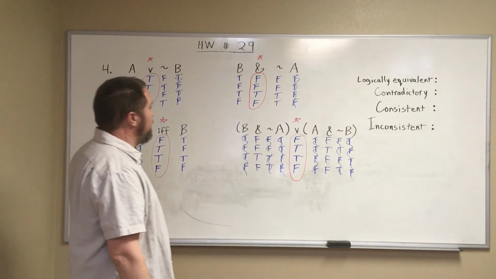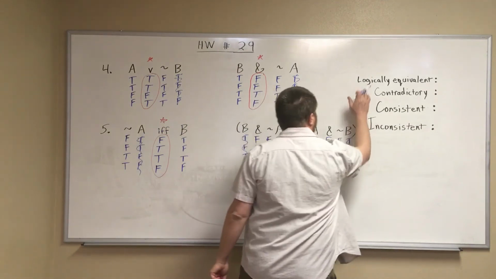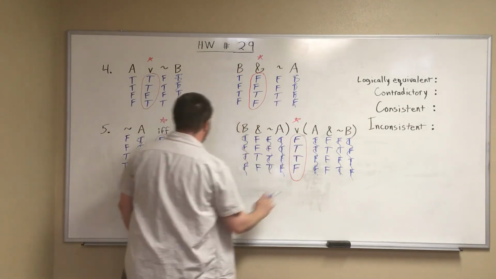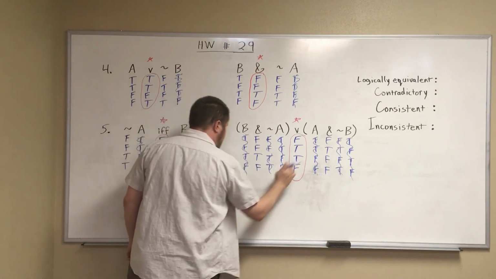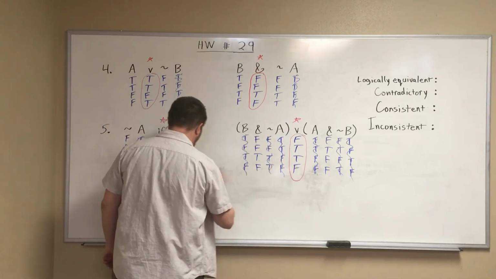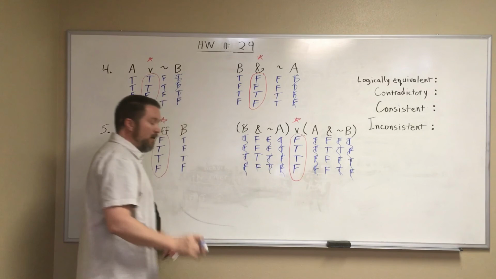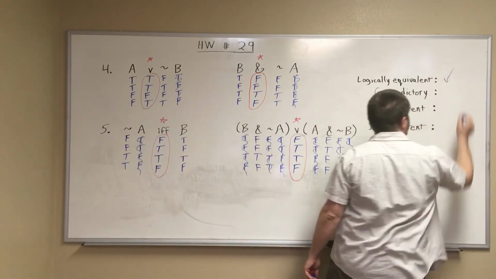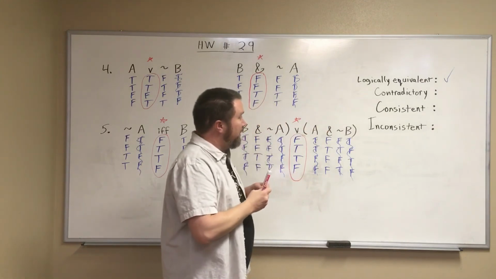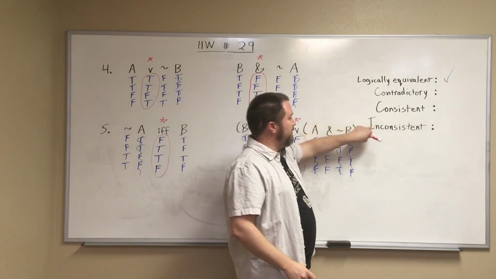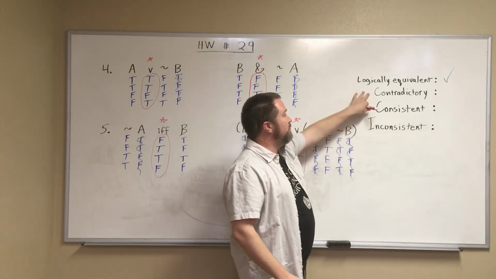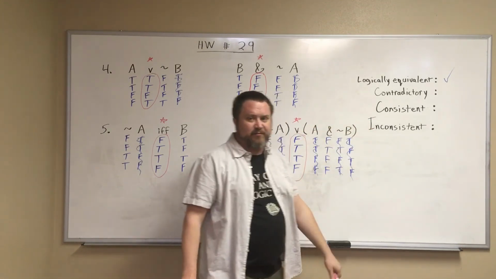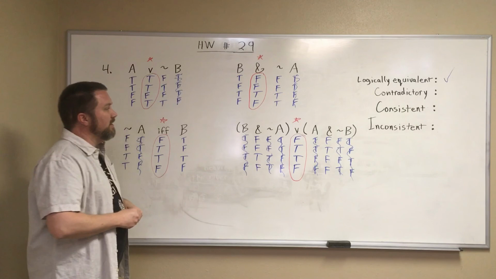So let's see what category it falls into. We can start with logical equivalence. Are they all the same? We have false, false, true, true on one side and true, true, false, false on the other. All the truth values are exactly the same, so this one is logically equivalent. We actually don't even have to look at contradictory, consistent, or inconsistent. We only have to worry about those if it's not logically equivalent.